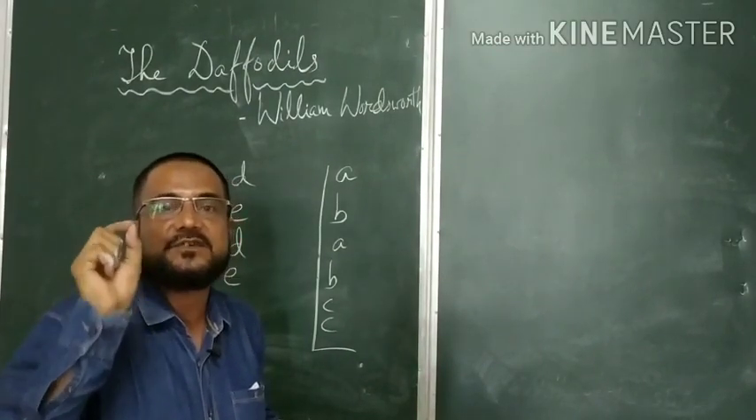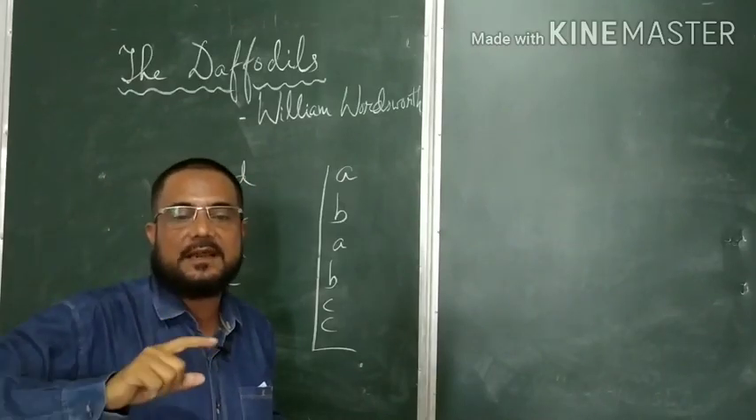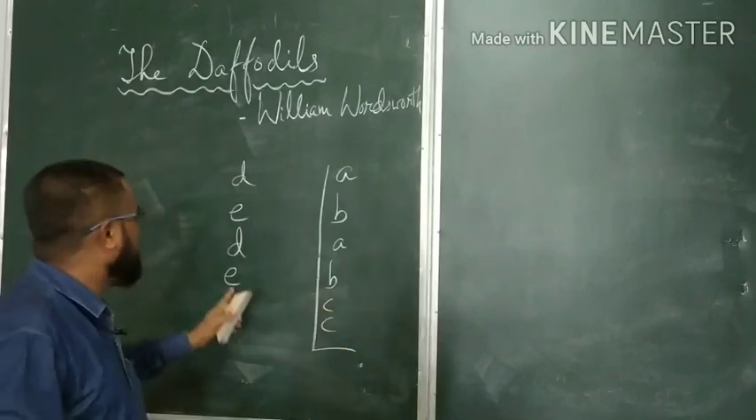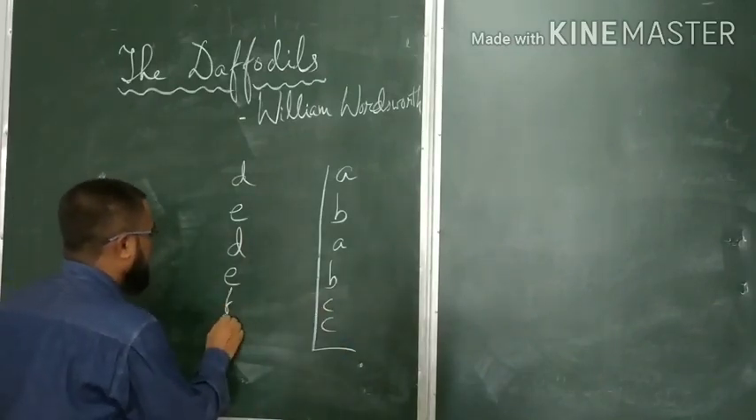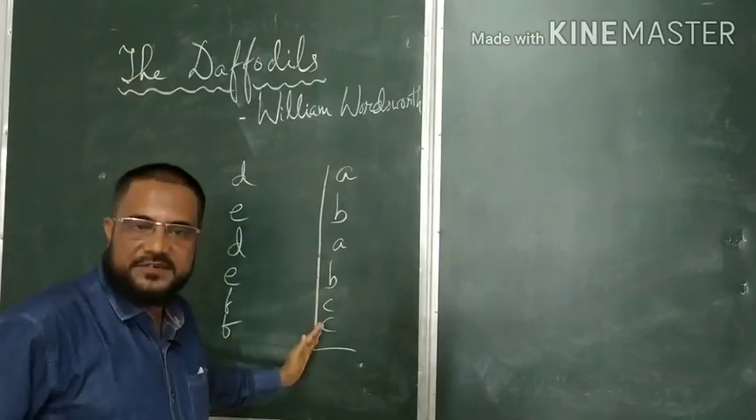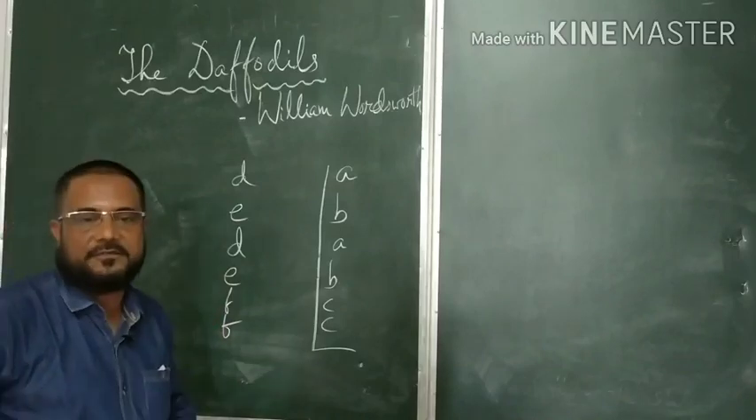Glance, dance. Ten thousand saw I at a glance, tossing their heads in sprightly dance. So they are again rhyming, so they will be called F, F. This is the rhyme scheme of the first stanza: A, B, C, C. This is the rhyme scheme of the second stanza: D, E, F, F.